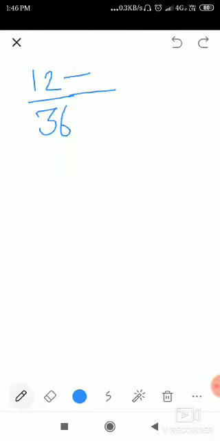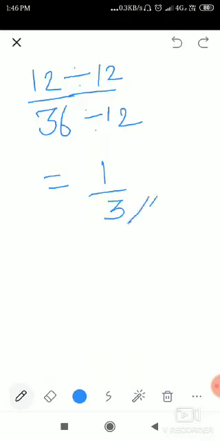You have to divide the numerator and denominator by your HCF, 12. So what will be your answers? 12 divided by 12, the same number divided, the answer is 1. And how many 12s in 36? It is 3. So 1 by 3 is the standard form of 12 by 36. This is how you have to find the standard form.